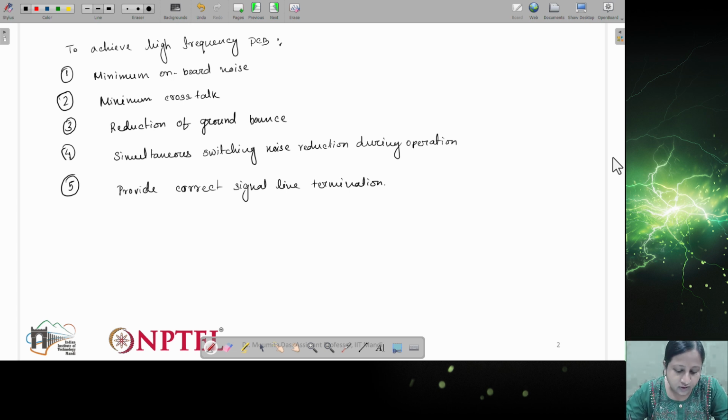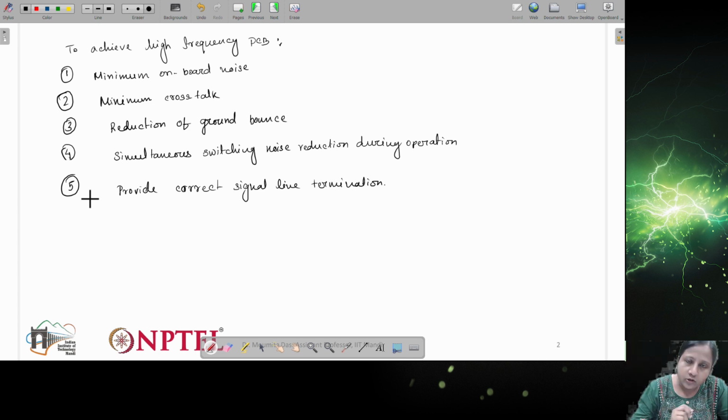These five points are the different factors which affect high frequency PCBs for wide bandgap device applications. Now when we are considering these different effects, what do we have to do? We have to provide some method so that we can reduce all these problems.